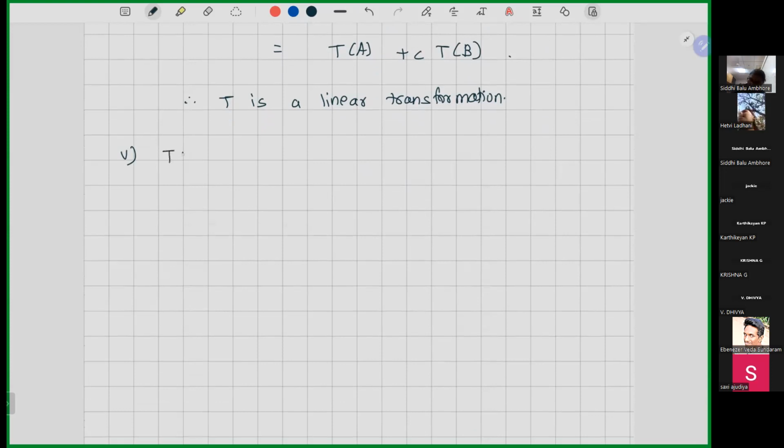And the final one of this kind, where we will be checking whether T is a linear transformation or not. Let us again, we have this T from the set of 2 cross 2 matrices to the set of real numbers, and now we are considering T of A to be the determinant of A. Okay, so this is the determinant of A, and any guesses whether this will be a linear transformation or not?